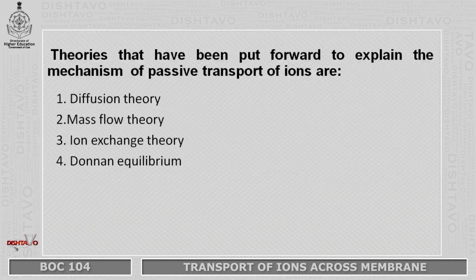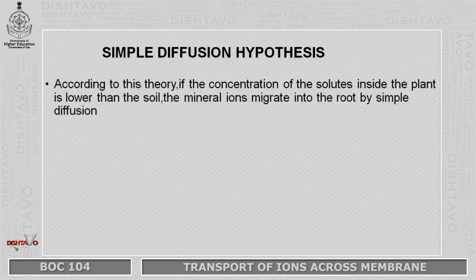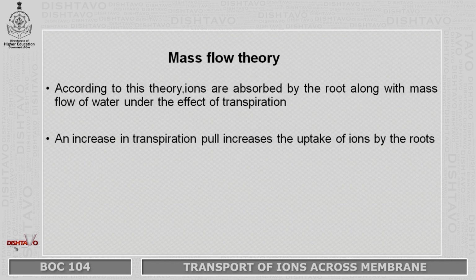Now there are various theories put forward of passive transport. One is diffusion theory, second is mass flow, third is ion exchange, and fourth is Donnan equilibrium theory. According to the diffusion theory, if the concentration of the solutes inside the plant is lower than the soil, the mineral ions migrate into the root by simple diffusion. According to the mass flow theory, it is based on transpiration.